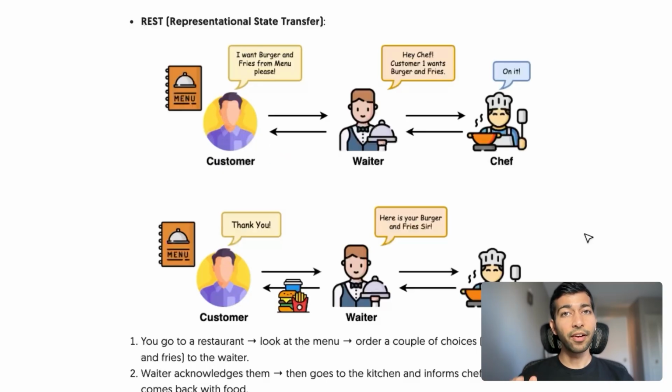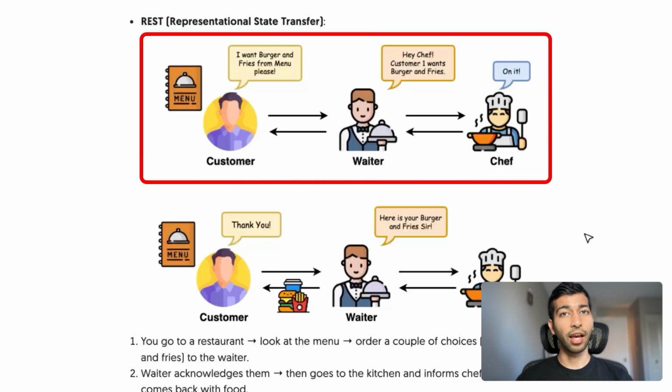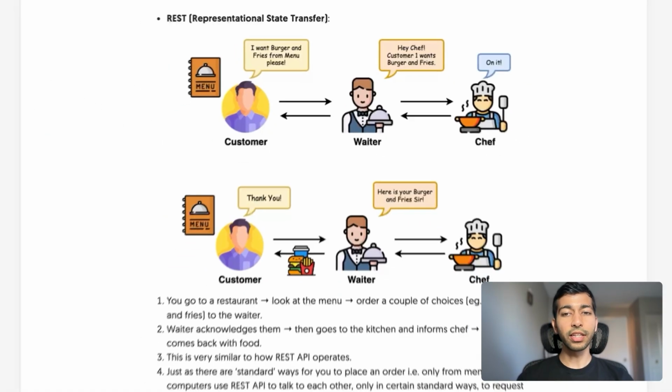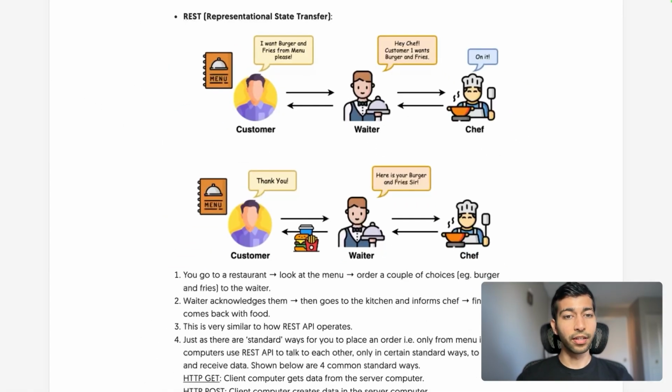Now, if we dive deeper into it, what just happened here? The customer wanted standard things such as burger and fries from the menu and not some custom item. And that is what is different here. So, as you can see, this is the whole thing written here, but it says that REST is a very standard way of communicating. You can't ask for custom things. We'll take a look at what custom things mean when we understand GraphQL. But the gist is that you can order from the standard menu.